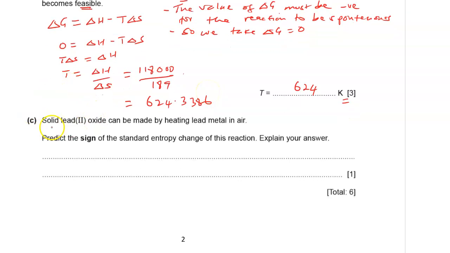Part C, solid lead 2 oxide can be made by heating lead metal in air. Predict the sign of the standard entropy change of this reaction. Explain your answer. You just heat in air, so when you heat lead plus oxygen, what you get is lead 2 oxide, which is solid, of course, right there. So on the reactant side we have two elements. On the right hand side we have one product. So from elements to a product, the entropy change has decreased, so entropy change will be negative.